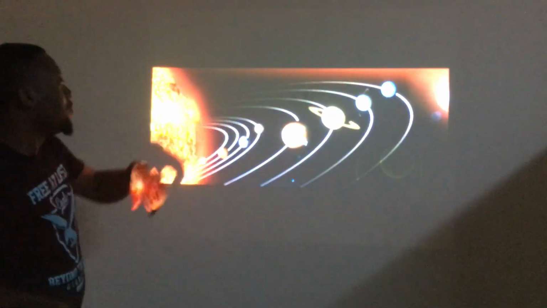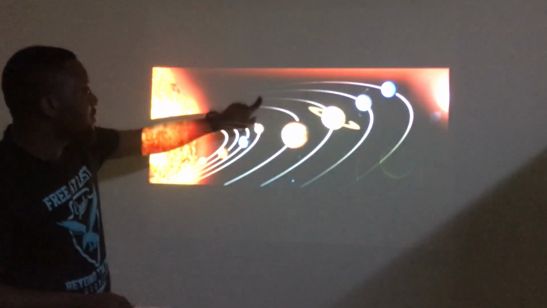And these are other planets too. Let me show you. See, the first planet is Mercury, then Venus, Earth. You see, Mars, Jupiter, Saturn, Uranus, and the last one, which is Neptune.